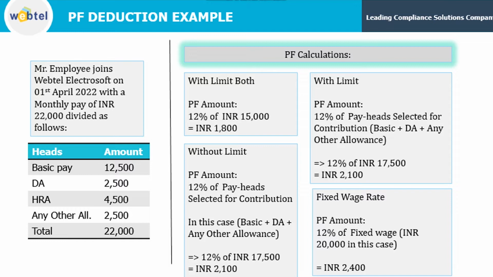Last case, PF is deducted at 12% of the fixed rates as fixed by the organization for the employee. In this case 20,000, and the PF is arrived at 2,400.